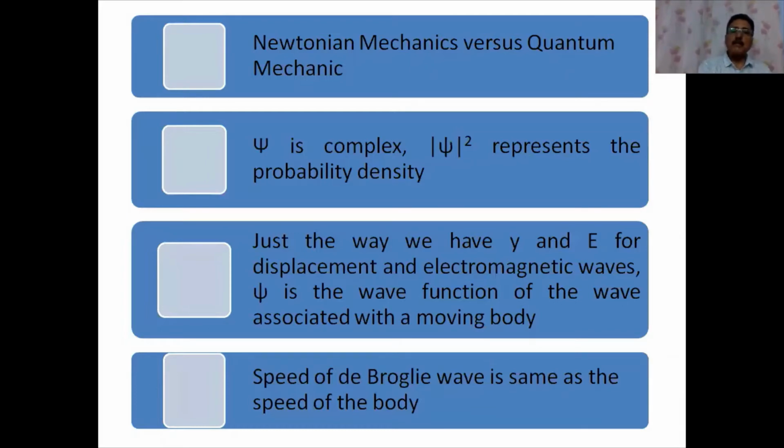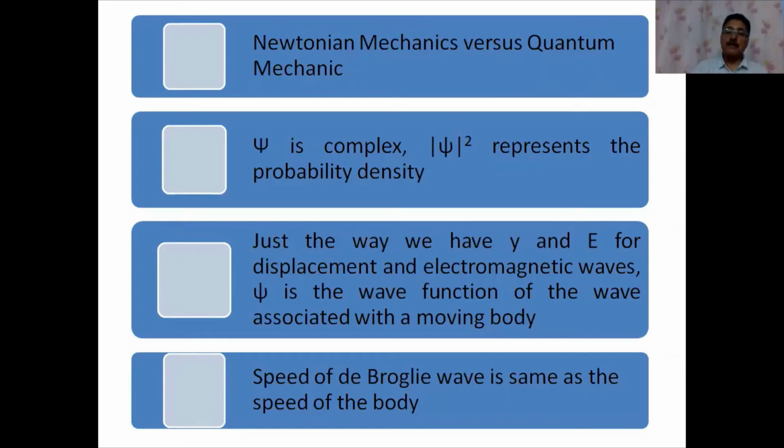And similar to the wave equations in Newtonian mechanics, a similar wave equation is there in terms of the Schrödinger wave equation in quantum mechanics. The solutions over there are y, e, h. Here the solution is psi. Those quantities y, e, and h are real quantities. Psi is a complex wave function. Psi cannot be related directly to some physical quantity, whereas y, e, and h can. Naturally, mod psi square will give you some measurement of probability. So psi is complex, and mod psi square represents the probability density, just the way we have y and e for displacement of an electromagnetic wave.